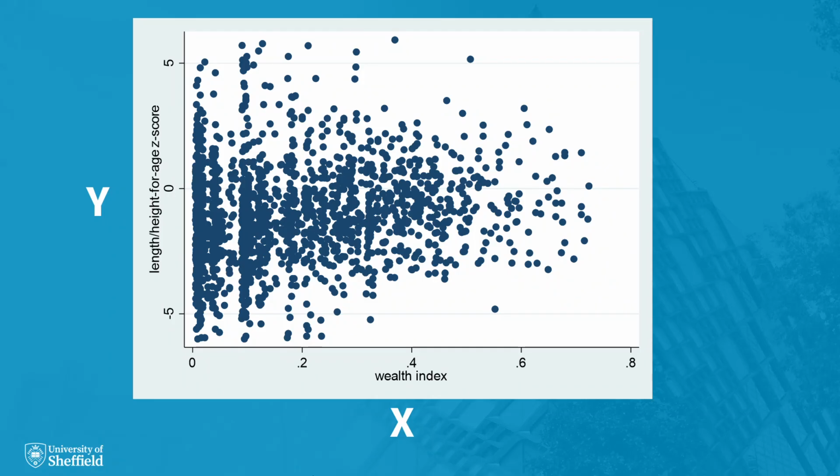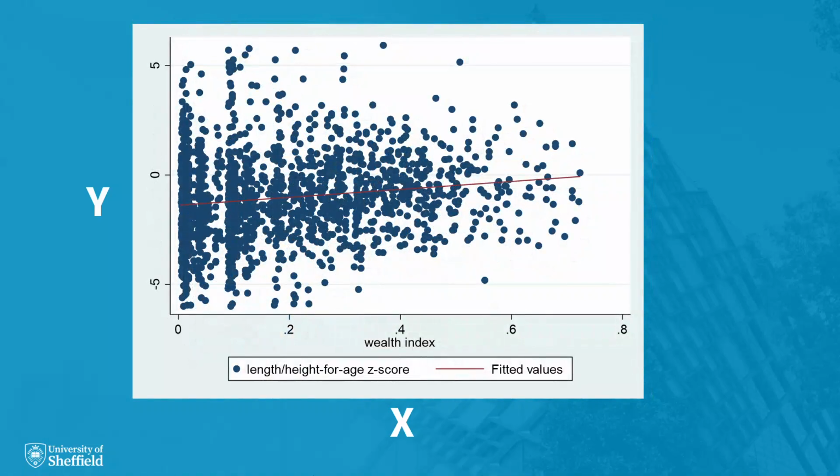But when we add a line of best fit to the scatter plot, we can see that the line is slightly upward sloping. This confirms that there is a weak but positive correlation between a family's wealth and the height of their children. We'll be coming back to the line of best fit in the next video.